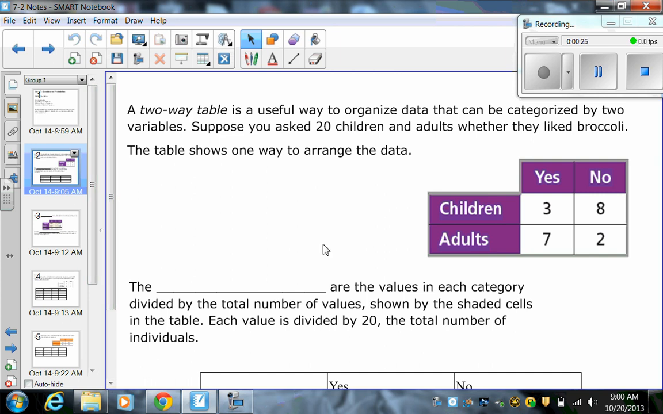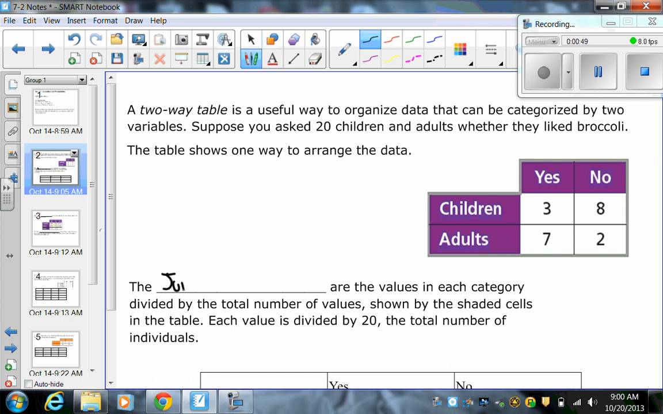A two-way table is a useful way to organize data so that it can be categorized into two variables. Suppose you ask 20 children and adults whether they like broccoli. The table shows one way to arrange the data. So as you can see, out of the 20, 3 children said yes, 8 children said no, 7 adults said yes, and 2 adults said no.